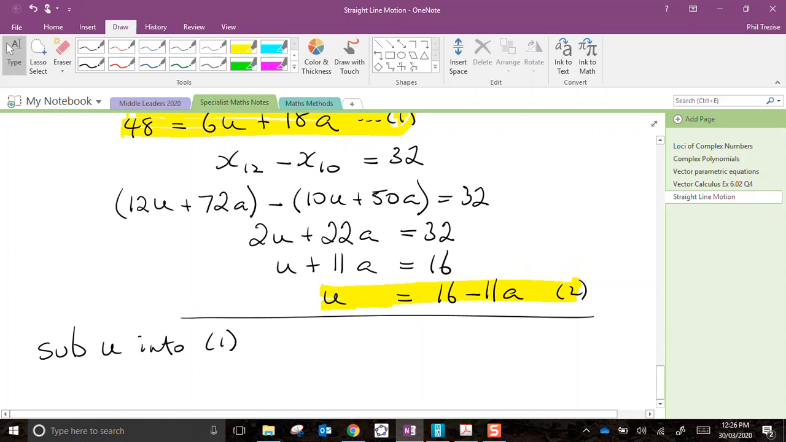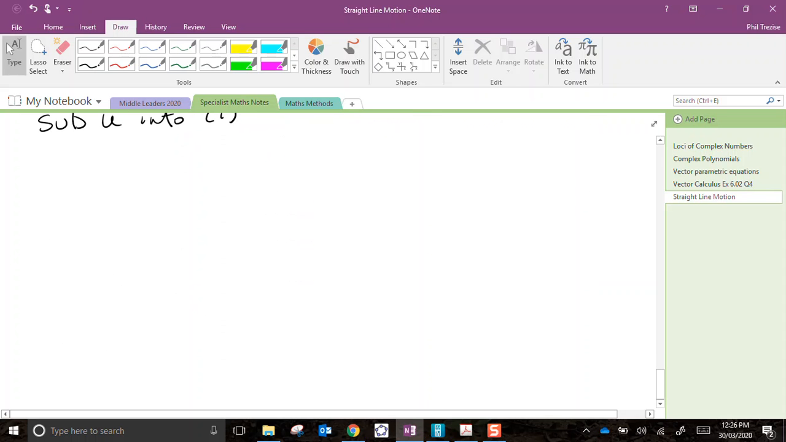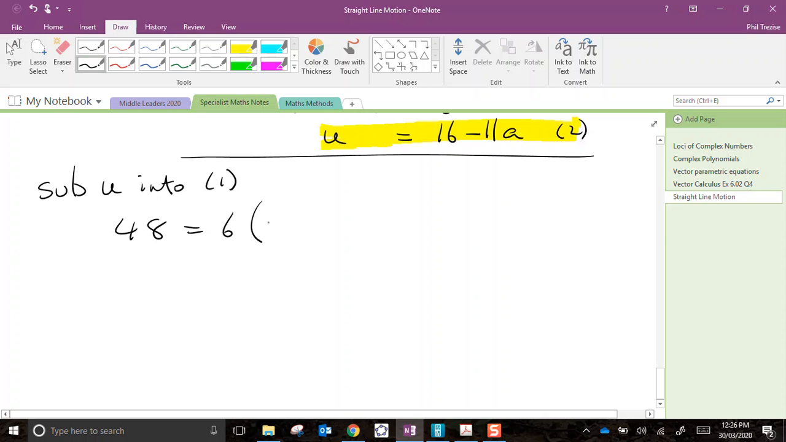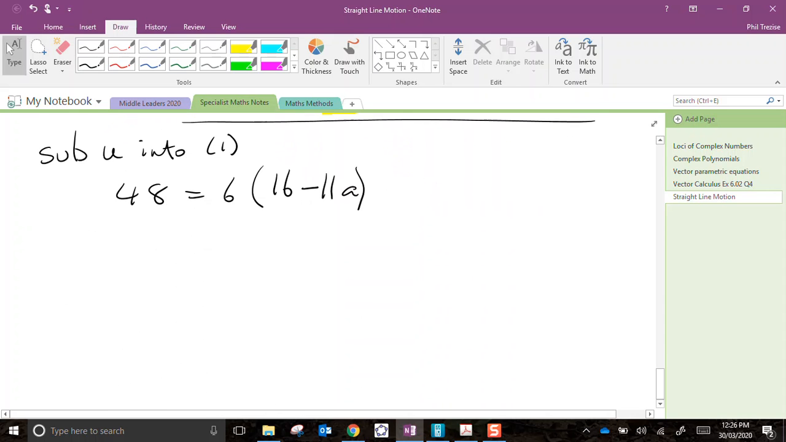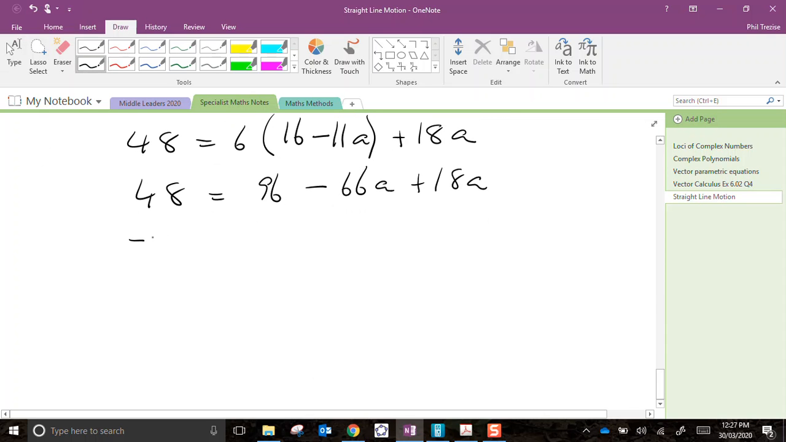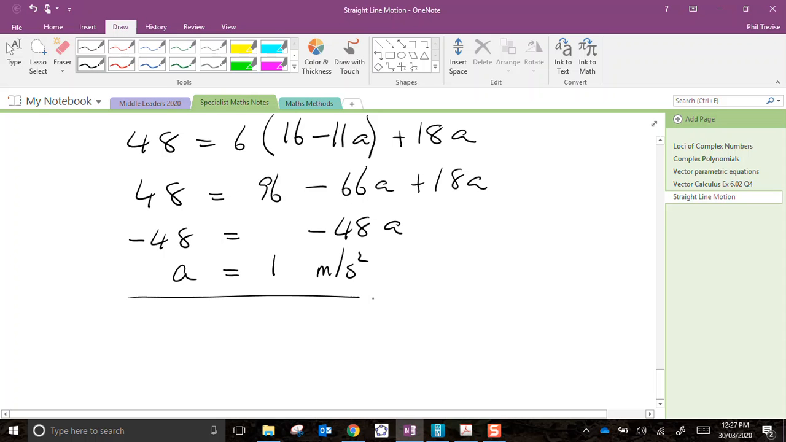Now what did equation 1 look like? It was 48 equals 6u plus 18a. So 48 equals 6, instead of u, I'll put 16 take 11a, and equation 1 finished with plus 18a. 6 times 16 is 96 minus 66a plus 18a. 48 take 96 is negative 48. Negative 66 plus 18, oh, that's convenient, it's also negative 48. Pretty clearly, a equals 1 metre per second squared.